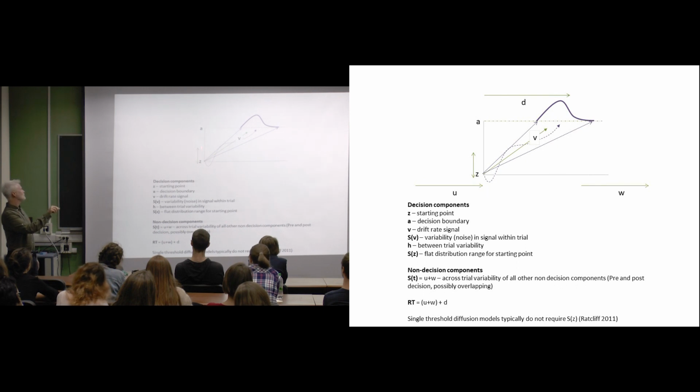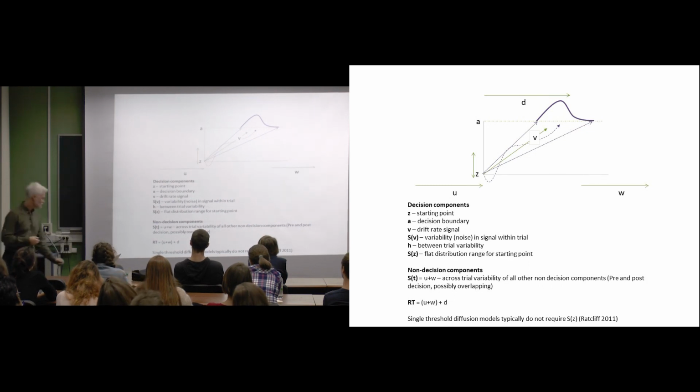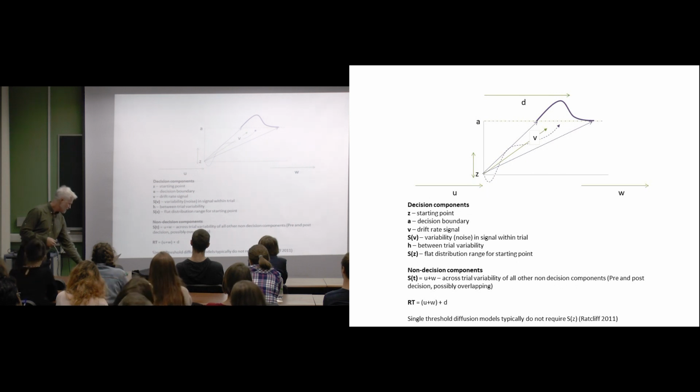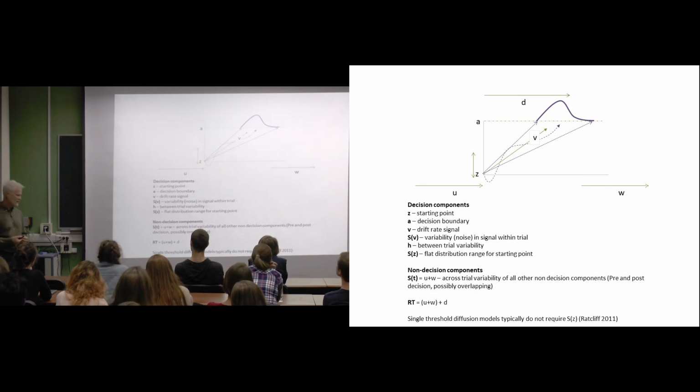You can have a bias. You can start this higher or lower towards different features as well. And there are non-decision components that you can add in for a constant factor. Ratcliff is probably the biggest name in these drift diffusion models. He's been using them for many, many tasks over the years.